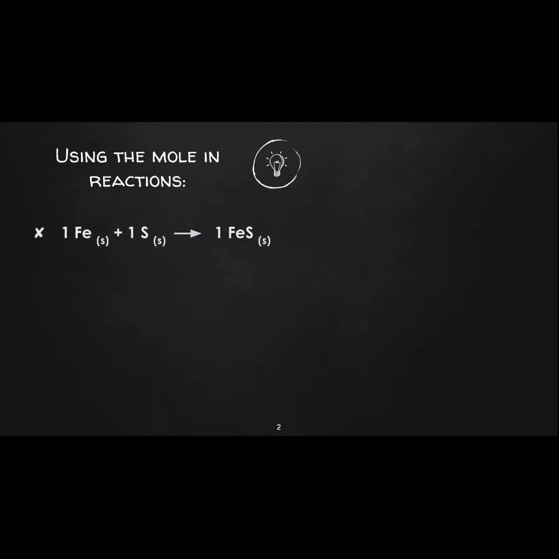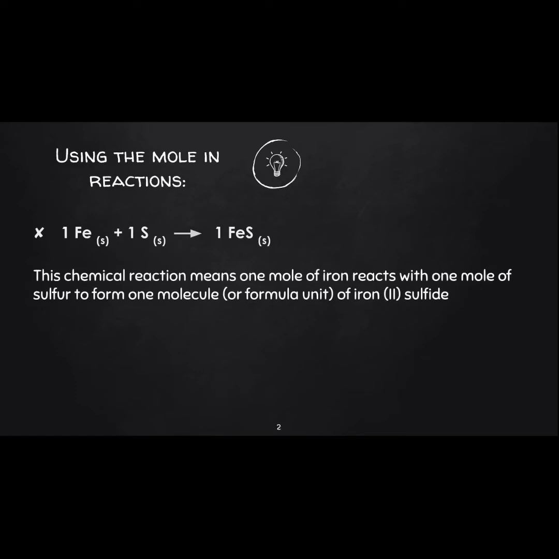So we talked about doing stoichiometry, just converting one element. Now we need to talk about what that looks like in a reaction. So this chemical reaction means that I have 1 mole of iron and it reacts with 1 mole of sulfur to form 1 molecule, or formula unit, of iron sulfide. So my coefficient tells me how many moles of that element that I have. So if I have 10 grams of iron, how many grams of sulfur do I need?